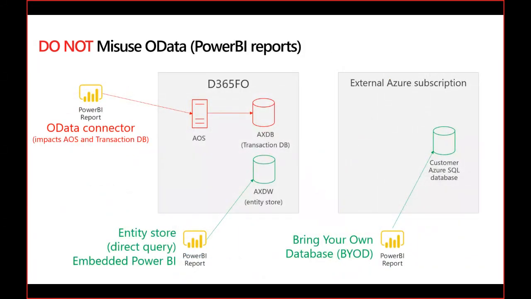This is a visualization of my comment I just mentioned about the OData connector for Power BI reports, which hits the AOS directly and then also the AXDB, the transactional DB, which could lead to performance issues for larger volumes of data. So instead we recommend to use the entity store and then the embedded Power BI, and just do a direct query on this database. Alternatively, you could also use the BYOD solution and run your Power BI reporting from this other DB in your own external Azure subscription.